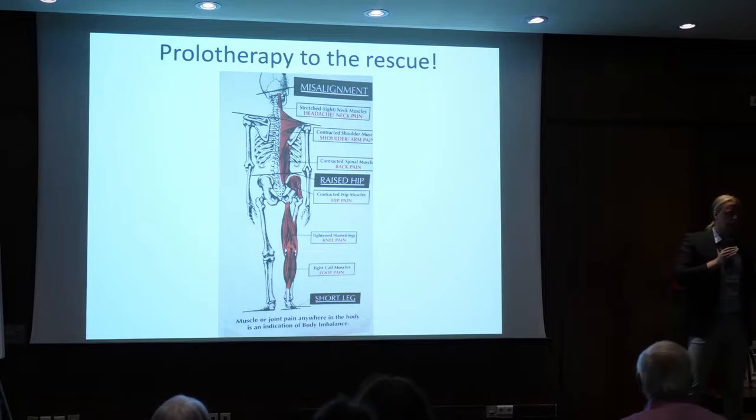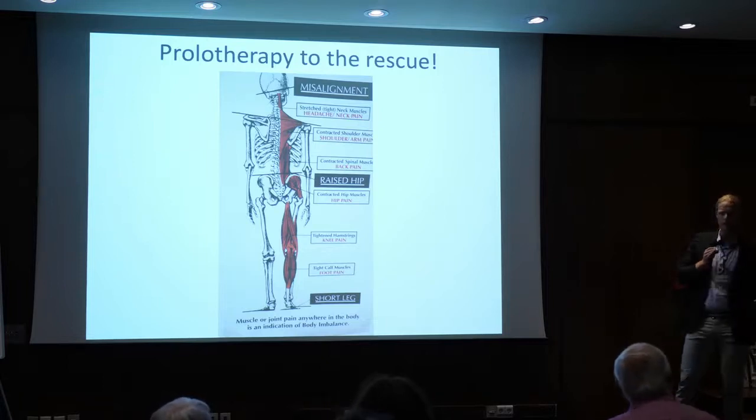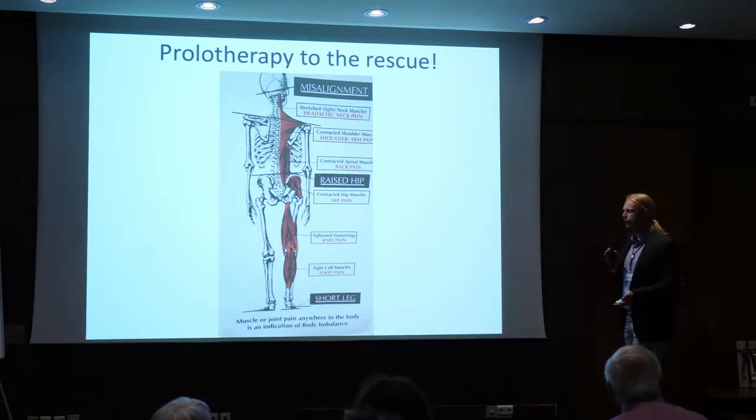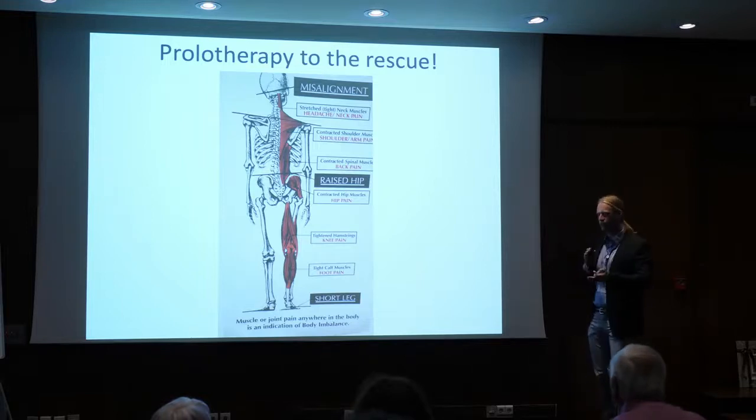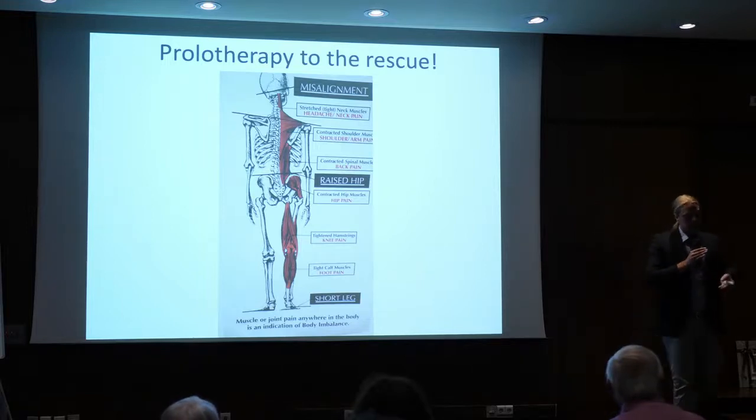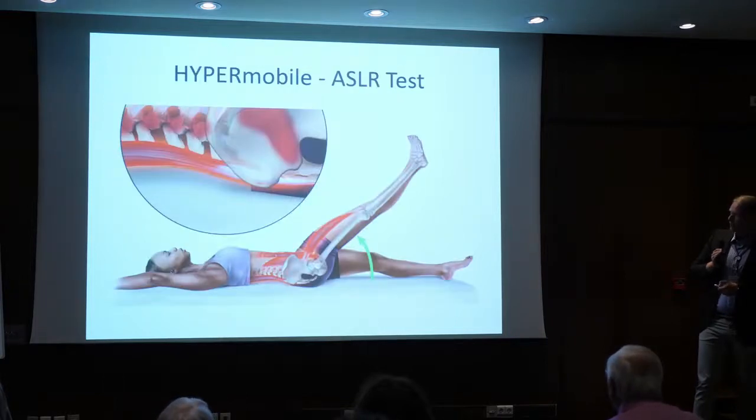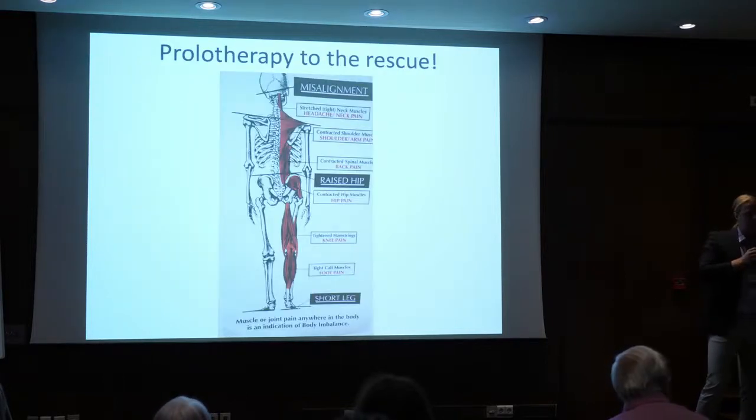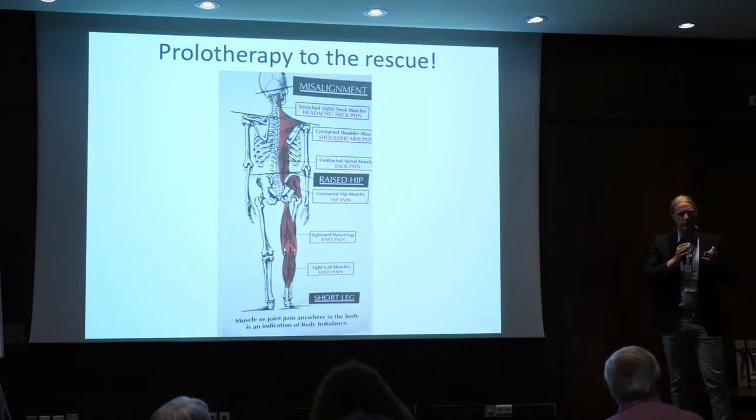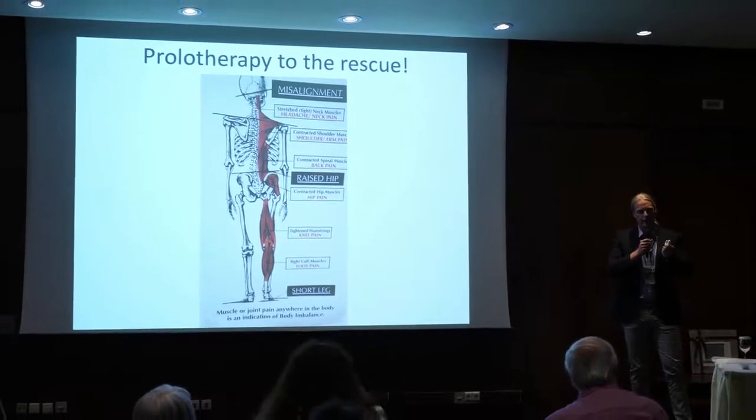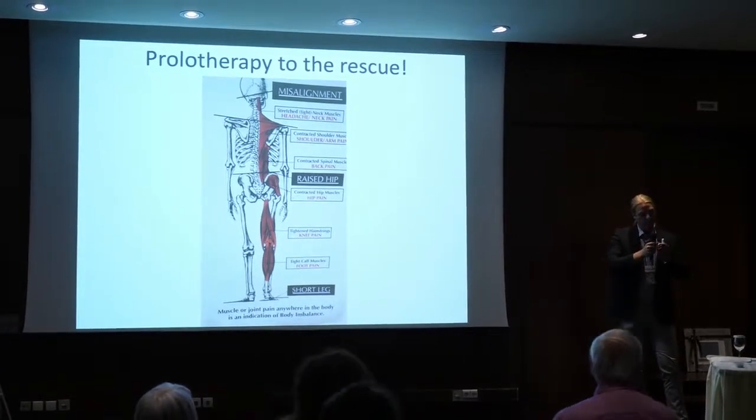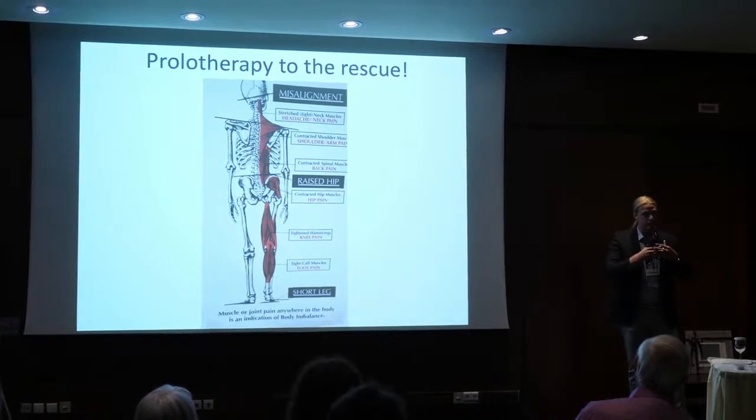All right, but how does prolotherapy come in? If this is such a great treatment, why do we need prolotherapy? I already explained a little bit. What happens if we correct this and we take away the pressure from the ligaments, so the malalignment? You take away the pressure and normally the ligament would heal.